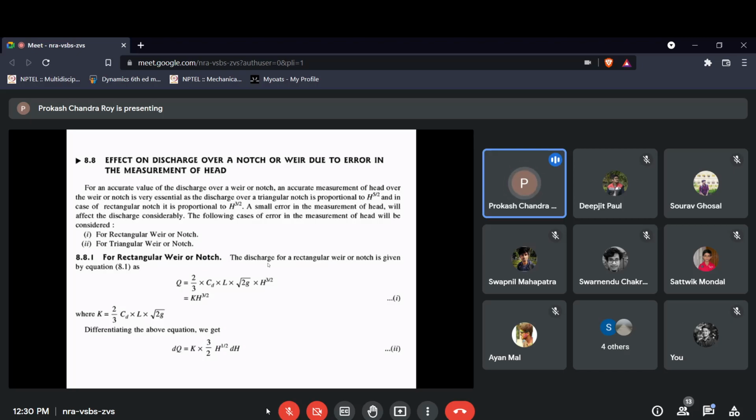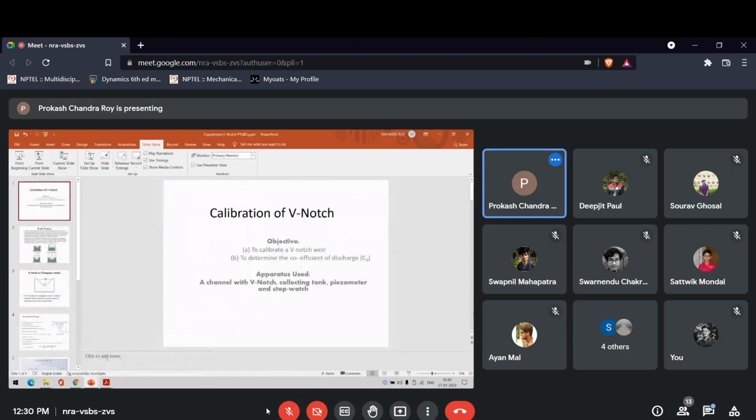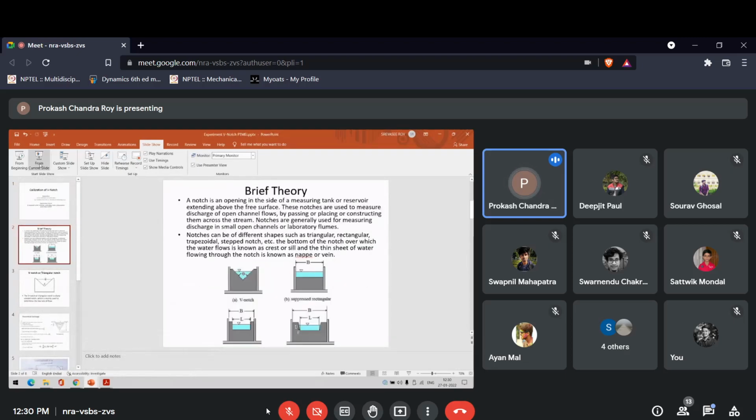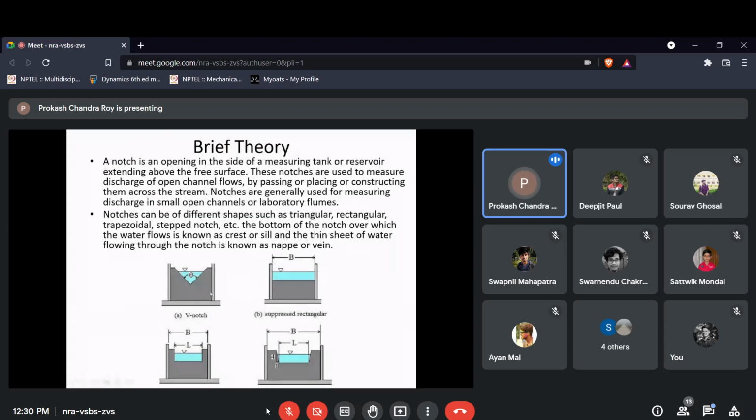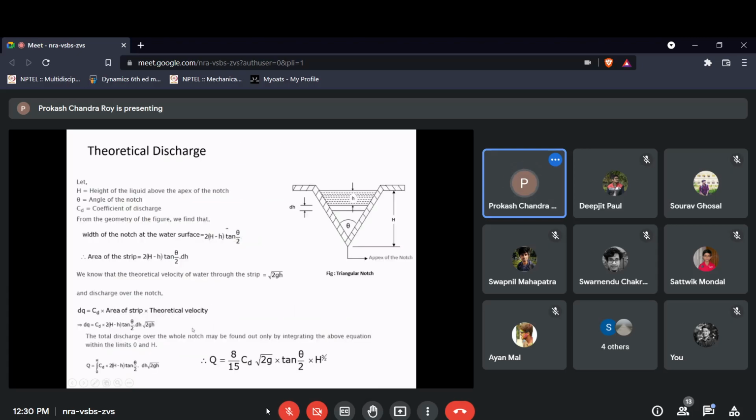Okay, so now come to the demonstration part. Here these are the different channels, or notches, based on the shape: V notch, rectangular notch. So this is the triangular notch. So this is the theory. Already I have discussed how to establish this relation to calculate the distance by measuring the height.